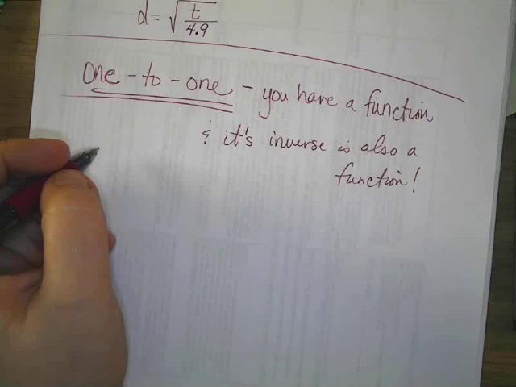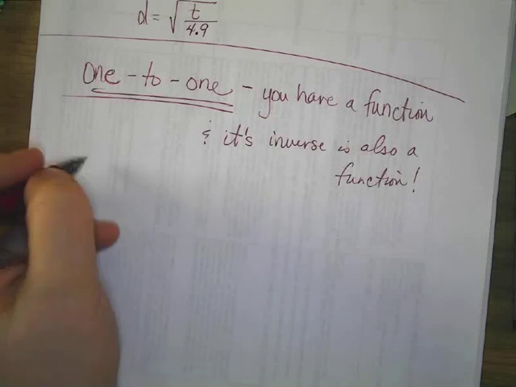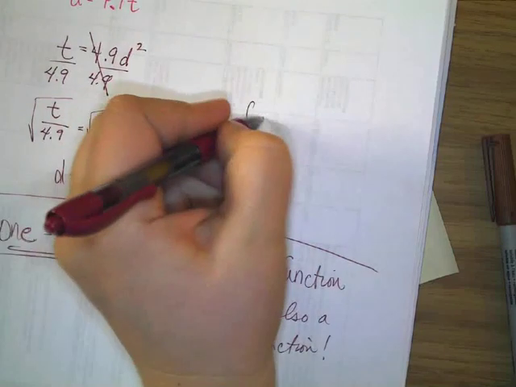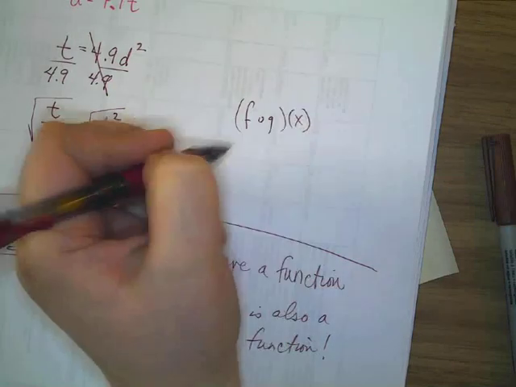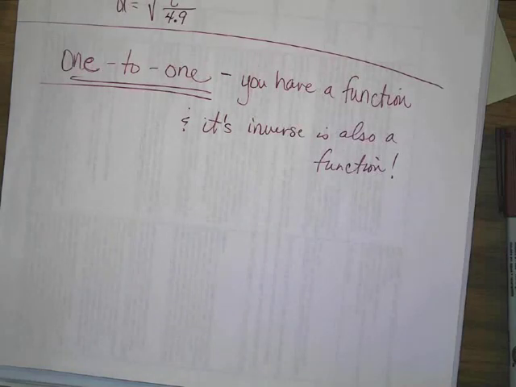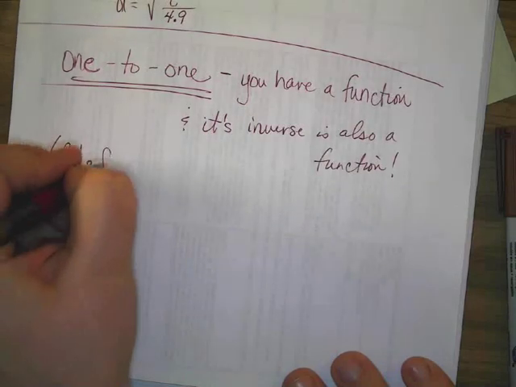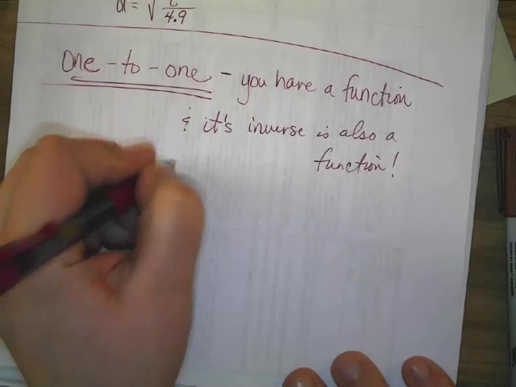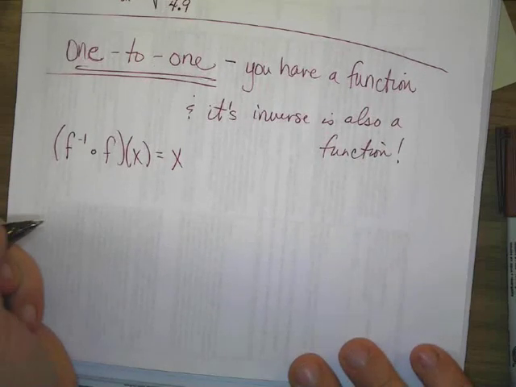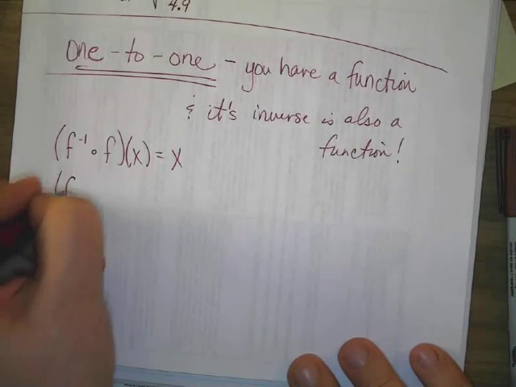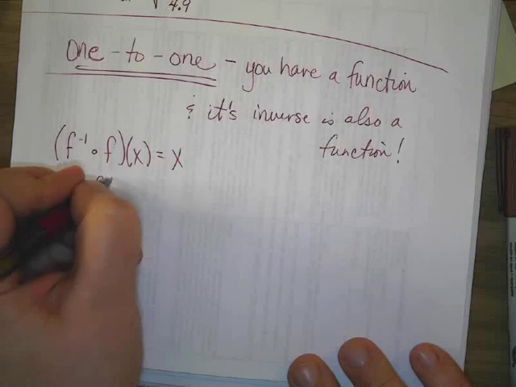Remember we did the f of g of x? We did that the other day. We're going to do that, but with functions and inverse functions. And if something happens, we're good to go. You ready? If you take the composition of the inverse and the function, it should equal x. Just x. And it also works if you take the function and the composition of the inverse.